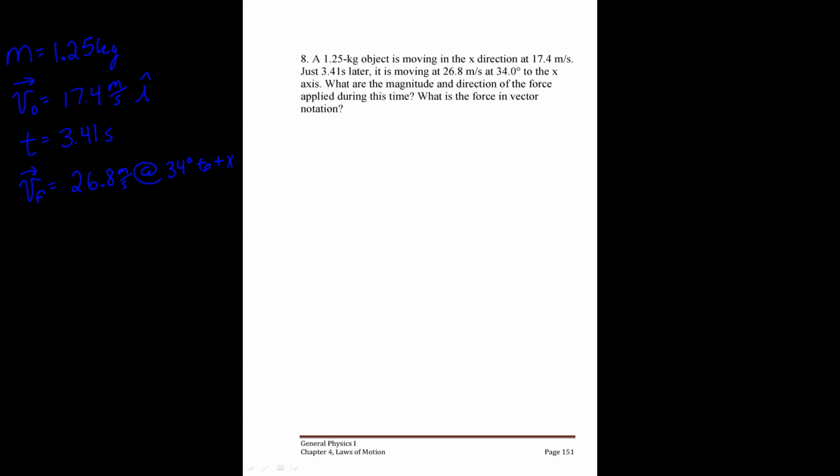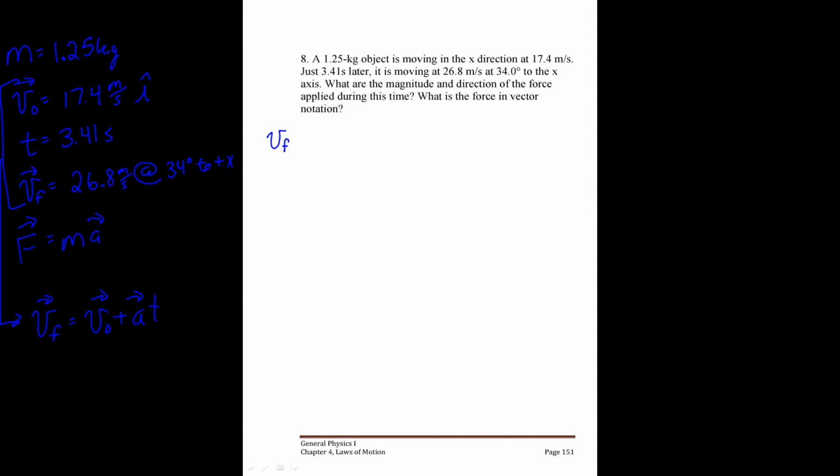All right, what are the magnitude and direction of the force applied during this time? In order to find the force, I need to know its acceleration. In order to find the acceleration, given this information, I can return back to my kinematics equation and find the acceleration. But first, my first order is to take that final velocity and put it in vector notation.